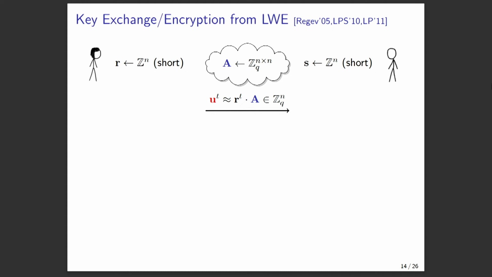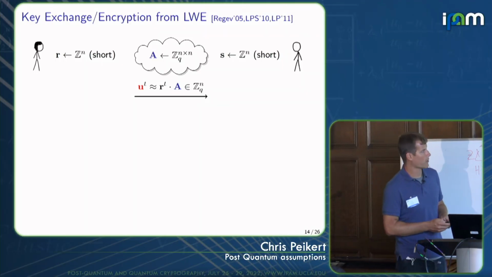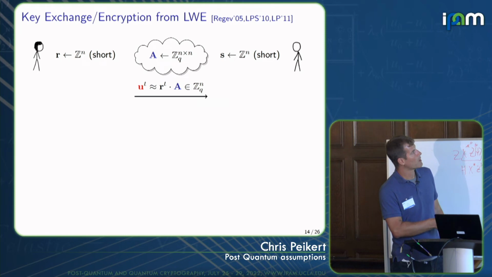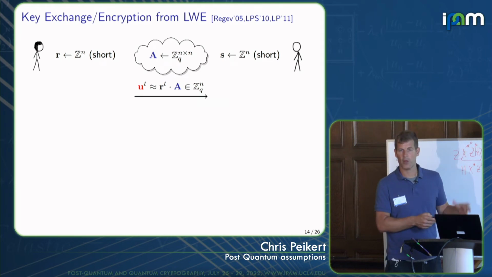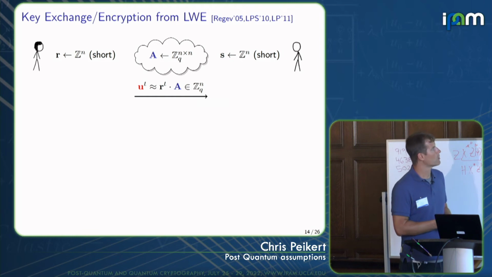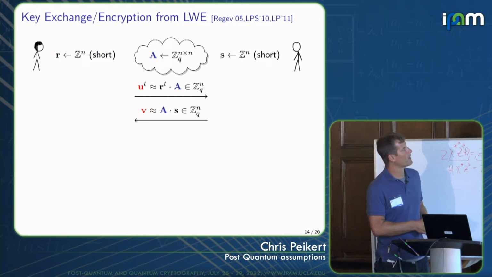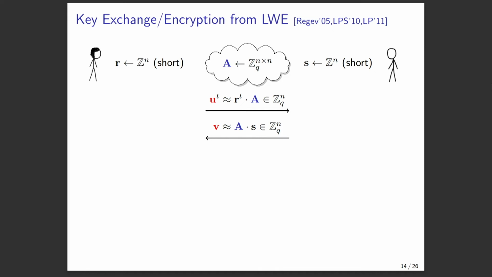And now Bob would like to encrypt, let's say, just a bit to Alice. Okay, so Bob's going to encrypt a bit in the following way. He will choose, again, a vector S, also short from the error distribution. So he's going to choose this S, and he's going to send A times S plus some noise to Alice. We'll call that V. Right? So they're both doing roughly symmetrical things here, just Alice multiplies on the left, Bob multiplies on the right. Otherwise, they're doing the same thing.